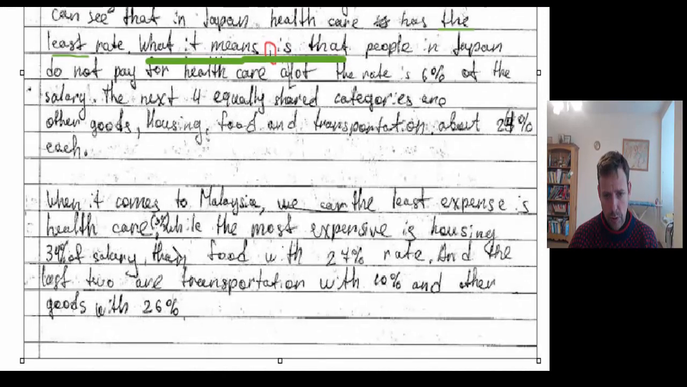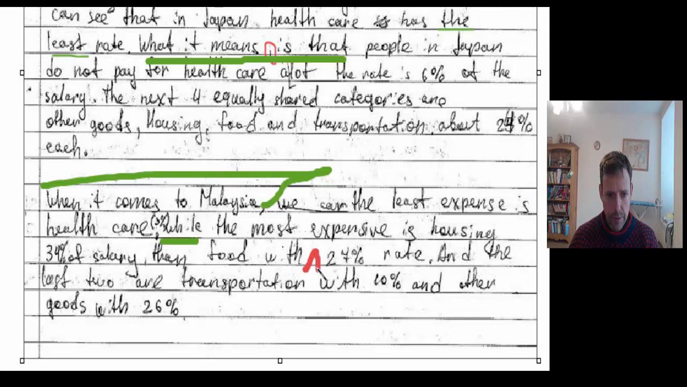When it comes to Malaysia, so again we've got a clause here, it's nice. The least expense is healthcare, while, so this is grammatically complex, while the most expensive, again the least expense, but again that's lexical resource, while the most is housing, then food at 24%. So with, mistake there with 27%.